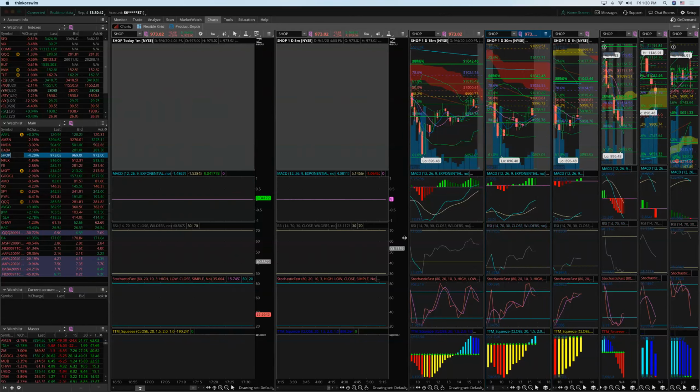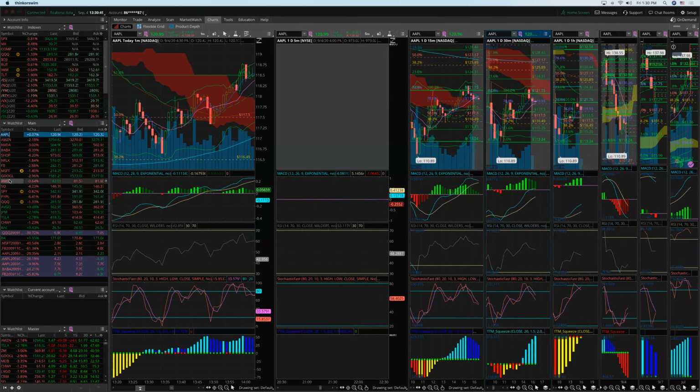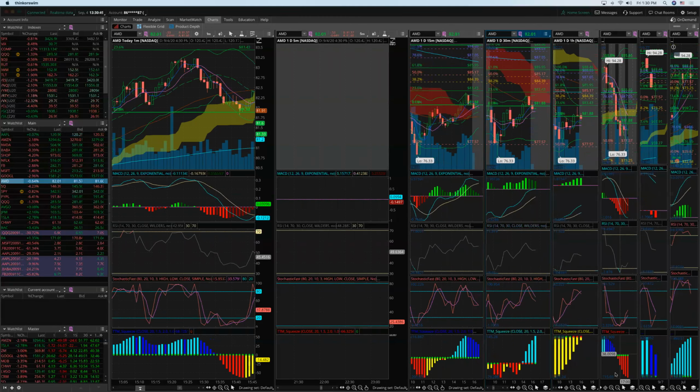There were a few names like Apple that were strong. I was thinking about getting Apple or AMD, but I still look at the 4-hour chart. You can see the TTM squeeze is still very bearish. So that's pretty much it.